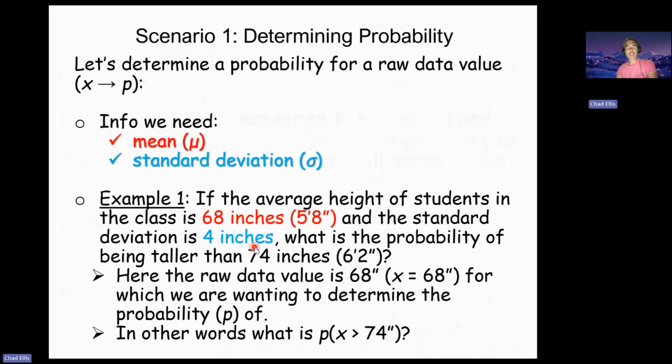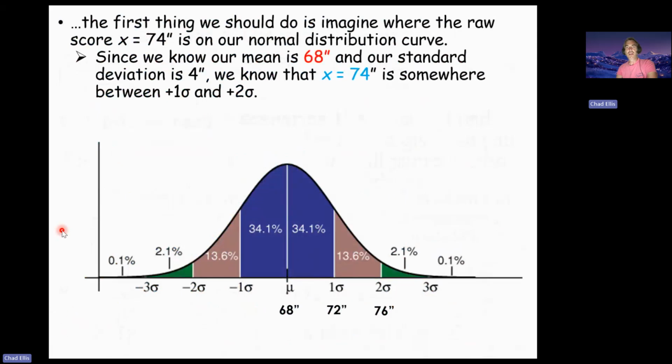But assuming that your data is normally distributed, say that you have a mean of 68 inches and a standard deviation of 4 inches. Given that, what is the probability of being taller than 74 inches in this class? In other words, what's the probability, P, that your X raw data value is greater than 74 inches? So how are we going to go about calculating that given our normal distribution? The first thing you likely want to do is visualize where the raw data score, in this case X equals 74 inches, is within your normal distribution. So we know that our mean, mu, is 68 inches.